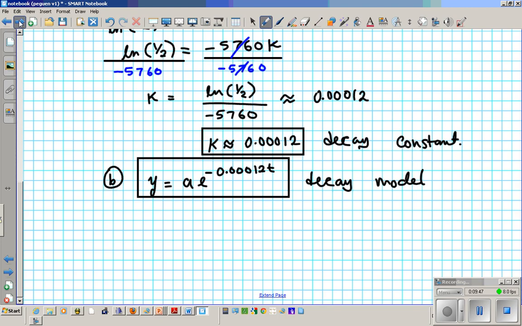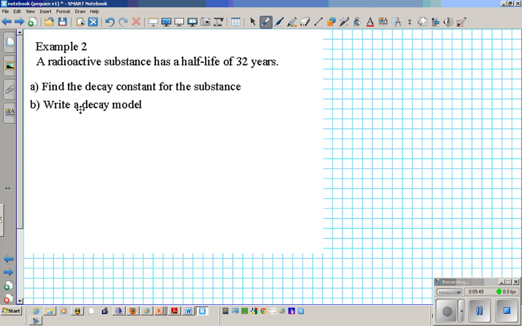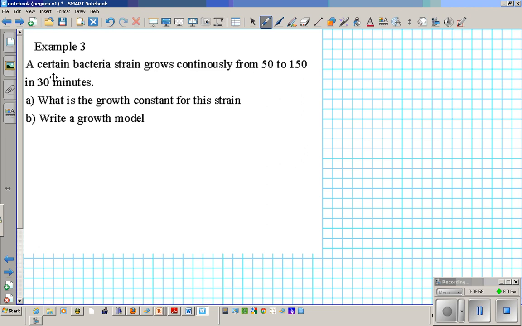Example number 2. Alright, says a radioactive substance has a half-life of 32 years. Find the decay constants for the substance in a decay model. Let me see. Other one. Let's do this one. I prefer this one. Let's do example 3. It says a certain bacterial strain grows continuously from 50 to 150 in 30 minutes. What is a growth constant? And write a growth model.